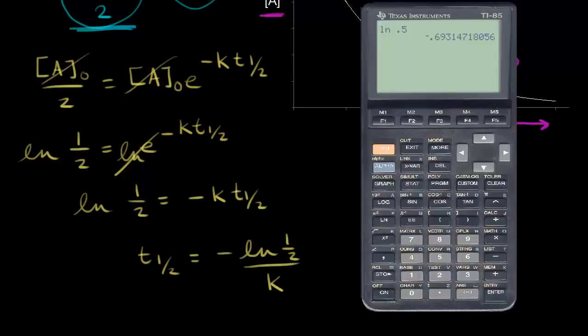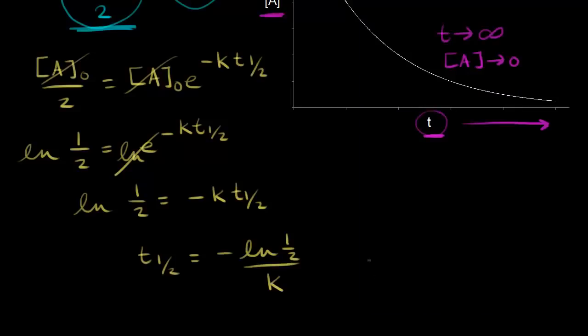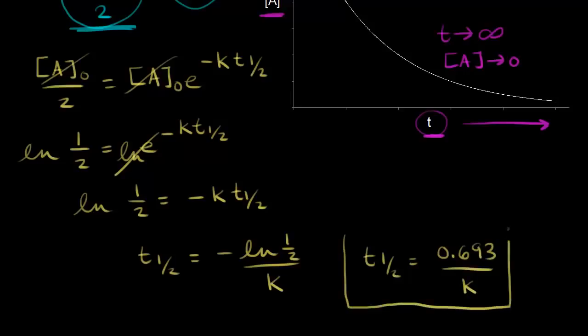So our half-life, T1/2, is equal to 0.693 divided by k, where k is our rate constant. So here is your half-life for a first-order reaction.